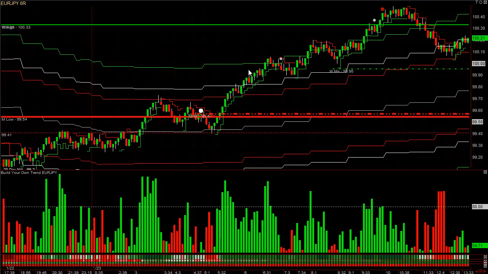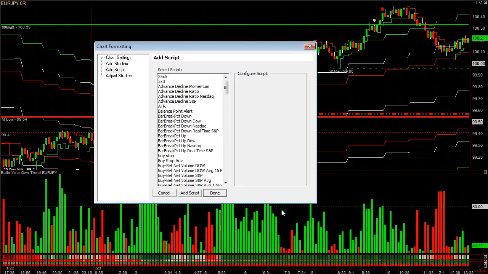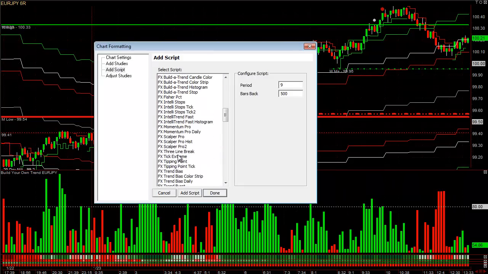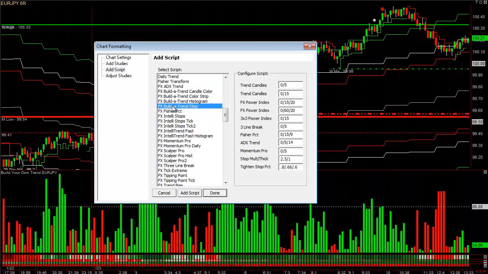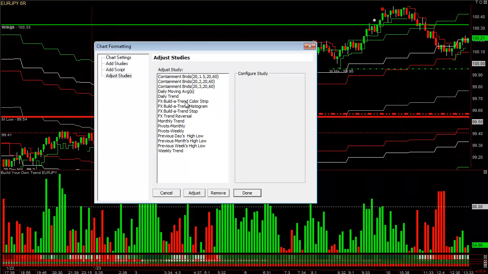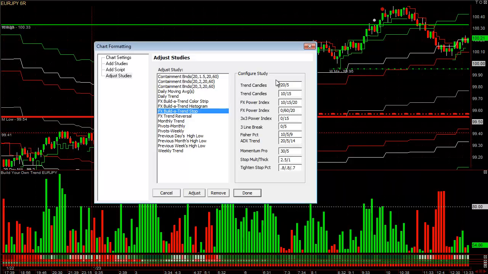This is called the FX Build Your Own Stop. You right click on your chart, and choose FX Build a Trend Stop. And there's videos that explain how this works. You can see the one I've already added to the chart. It uses a bunch of our best statistical trend tools, and for instance this one uses 20% weight with 5-minute trend candles, 10% weight with 15-minute trend candles, 1 of the power index, and here are the different stop multipliers.